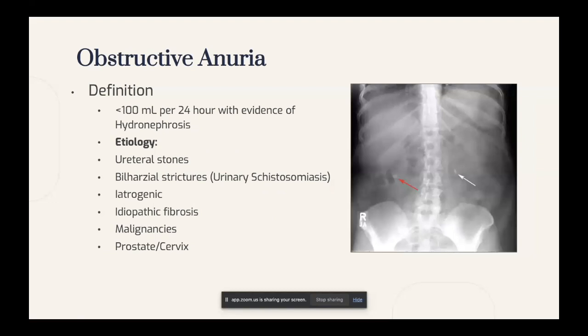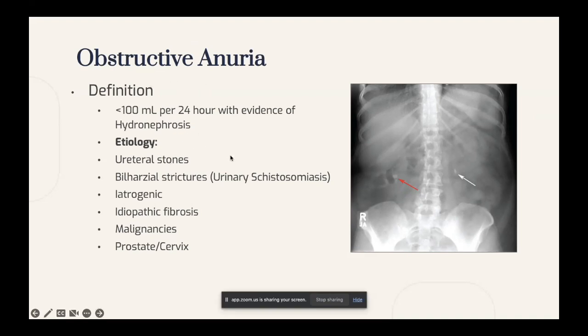So about obstructive anuria, first of all, we define what anuria is. Anuria is defined as less than 100 milliliters of urine output per day, together with evidence of hydronephrosis. When these two present together, we label this as obstructive anuria. So anuria is just the number of less than 100 milliliters per 24 hours, and when it presents with hydronephrosis, we label it as obstructive anuria.